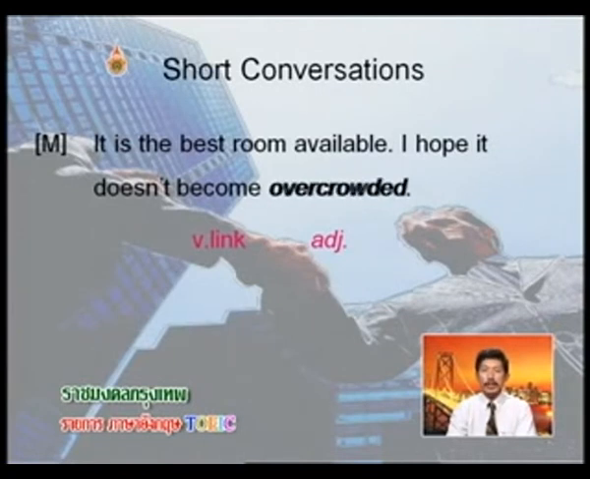You see the word overcrowded is an adjective and it follows the linking verb become, and a linking verb usually takes an adjective, and here overcrowded is the adjective. So you see that by analyzing the word in context we know what part of speech they are and we can guess the meaning accordingly.